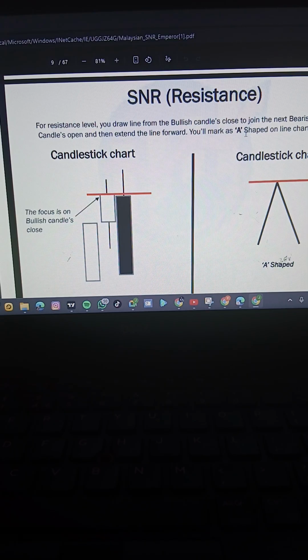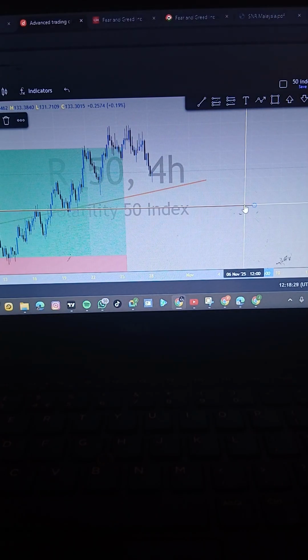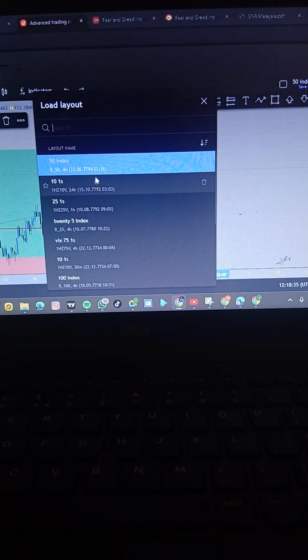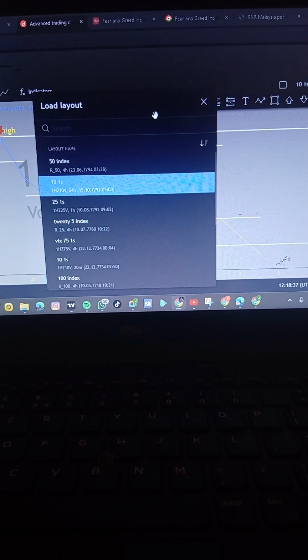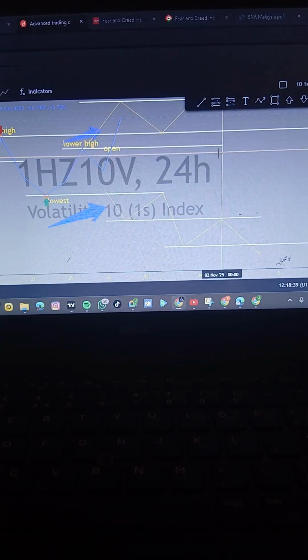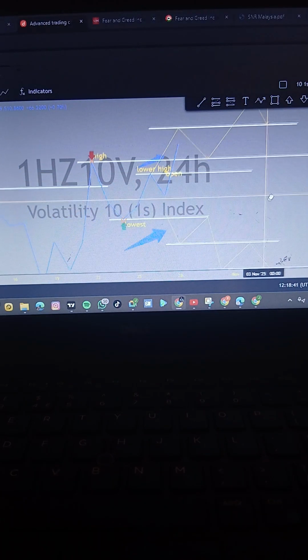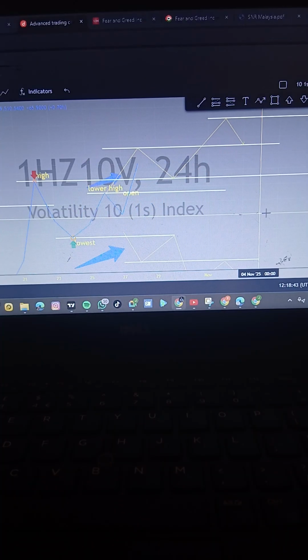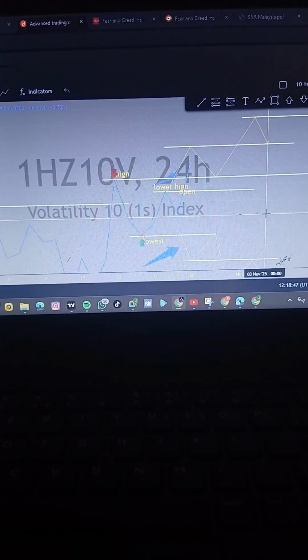my A shape on a line chart. Let me show you an example of what that thing means. Let me use this one that we used yesterday to analyze. You see? This is our market. This market we analyzed yesterday with you guys.